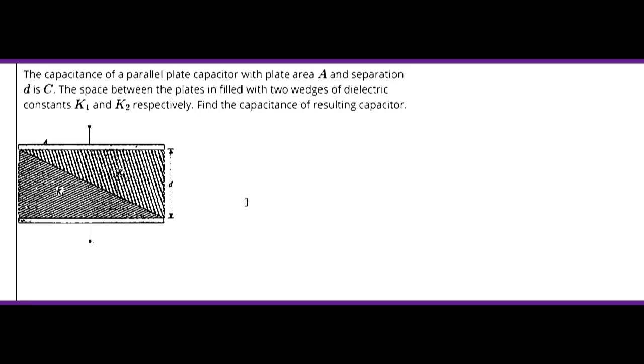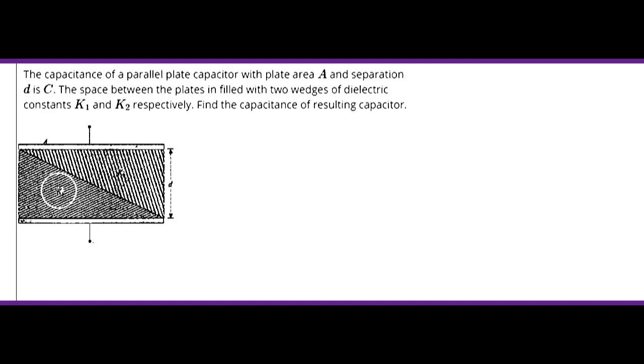Hello everyone, let us start with our question. In this question, what is given? The capacitance of a parallel plate capacitor with area A and separation d is given to be C. Now the space between the plates of the capacitor is filled with two wedges of dielectric constants K1 and K2. We need to find the capacitance of the resulting capacitor.